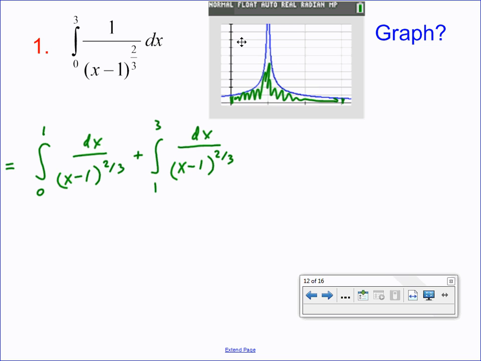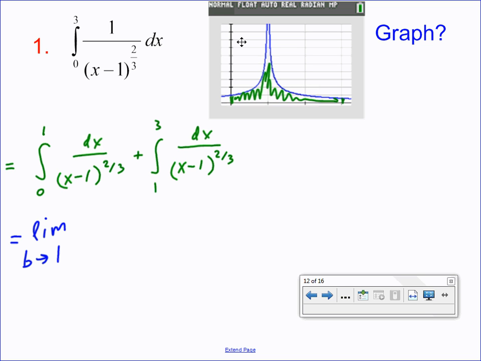Now we get to our one-sided limits. And so we're going to break this up into 2 separate integrals. And now we're going to use our one-sided limit tool algebraically to evaluate this. Do we have problems with 0? No problems with 0. We have problems with 1. So we're going to do the limit as b goes to 1 from which side?